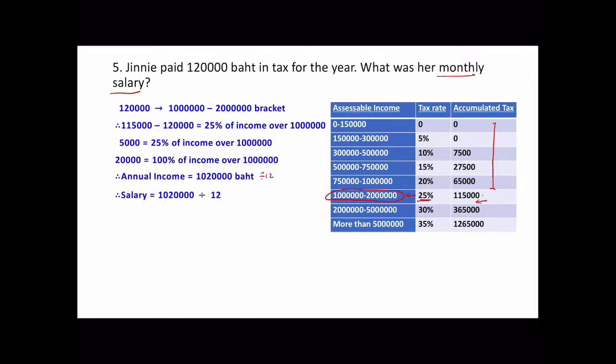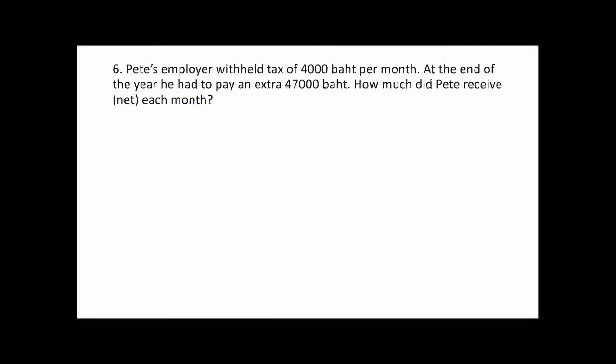Okay, so her salary was 85,000 per month. Next one, Pete's employer withheld tax of 4,000 per month, and at the end of the year, he still had to pay more. He had to pay an extra 47,000. How much did Pete receive net each month? So how much money each month was actually put into Pete's bank account?